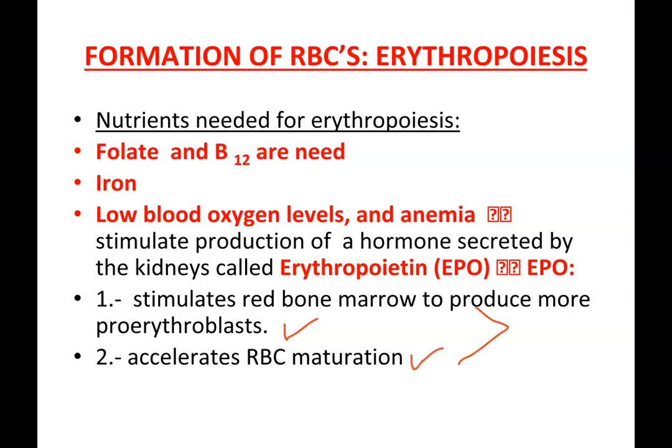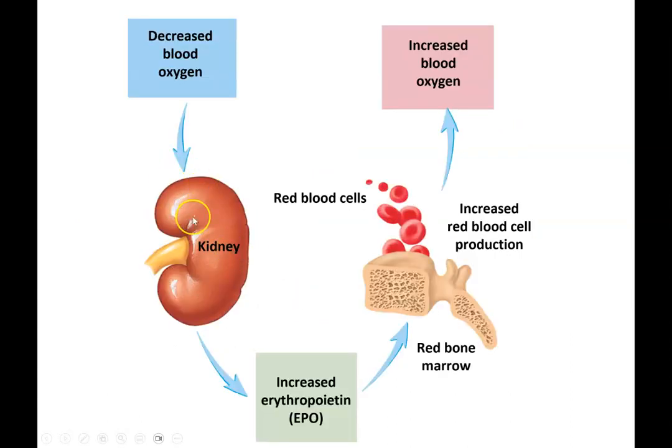Both of these events are going to end up increasing the numbers of red blood cells in blood. So ultimately, erythropoietin is going to increase red blood cell production by stimulating red bone marrow into producing young proerythroblasts, and also by accelerating the maturation of red blood cells, which, remember, take about 4 days from beginning to end. So you should know what erythropoietin is. You should know that the organ that secretes erythropoietin is the kidneys, and what the function of erythropoietin is.